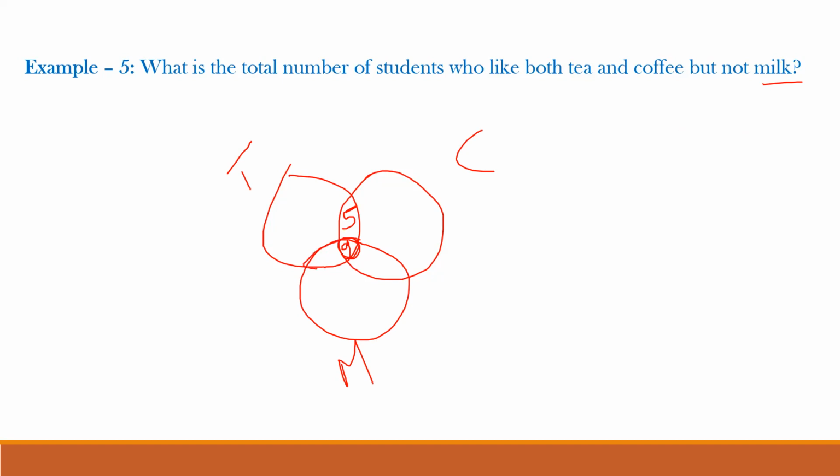You can't add the 6. Why? It's a set of people who again like milk and tea. Milk is coming in, so it's a big no. Again, this set of 8 we cannot add, because it's a list of people who like both milk and coffee. They've told milk should nowhere come in. So only tea and coffee without milk, it is 5.